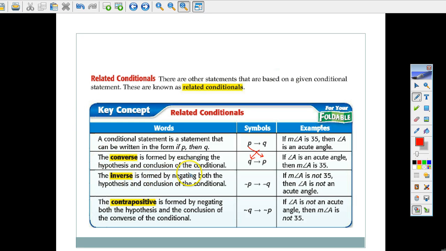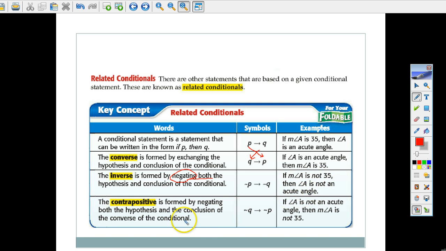Inverse is negating both. So here's the original, right? Instead of if P, then Q, we're going to say if not P, then not Q. Okay, that's the inverse. If measurement angle A is not 35 degrees, then measurement angle A is not an acute angle.